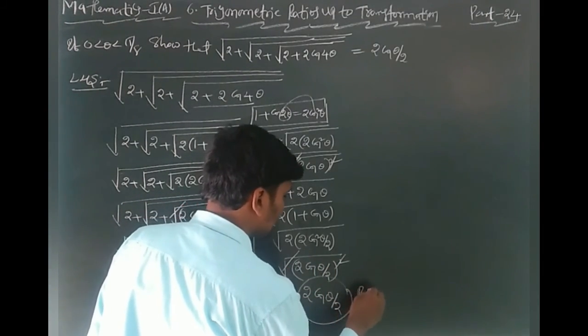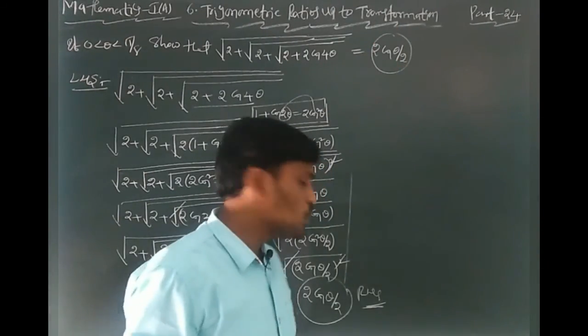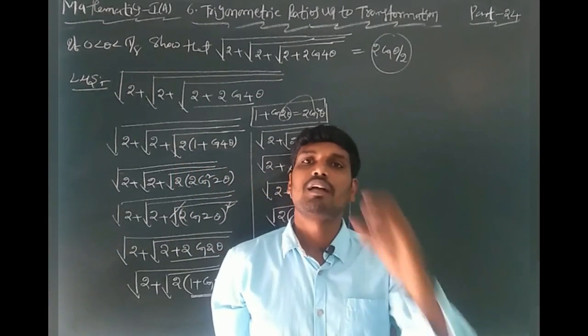This is the RHS part. Correct or not? Check, students. What is the RHS part here? The RHS part is 2 cos theta by 2. This is a very important and useful formula in IB examination.